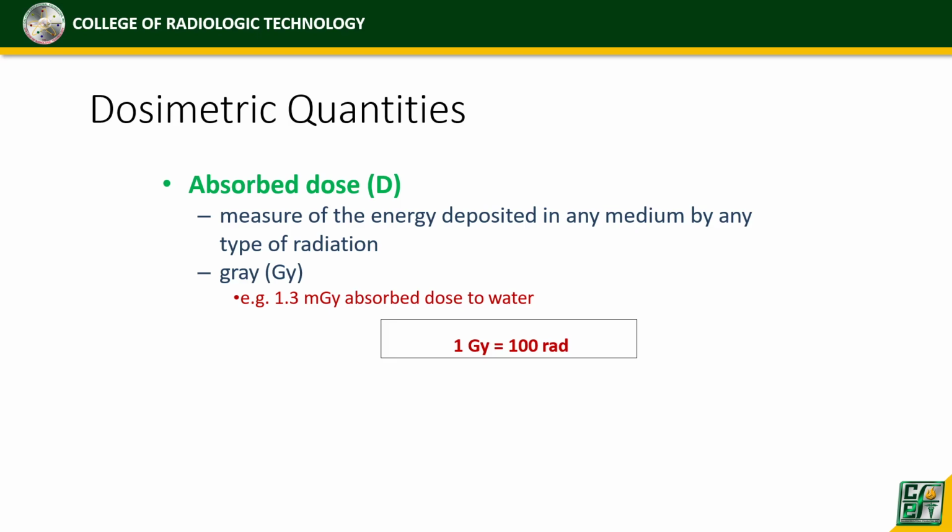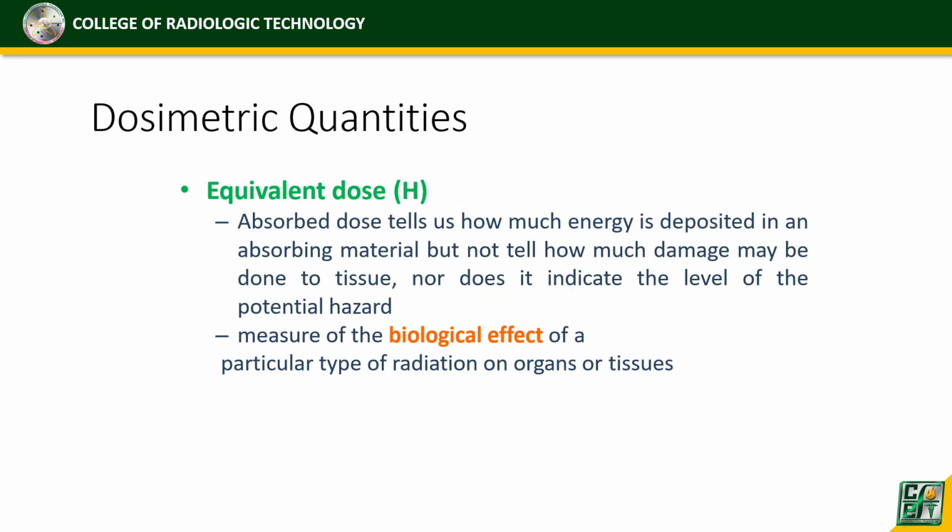And 1 gray is equal to 100 rad. Ang old unit or traditional unit ng absorbed dose is rad. Ang ibig sabihin ng rad, radiation absorbed dose. Okay? Clear po ba with the absorbed dose? Okay. Next, we proceed to the equivalent dose. Equivalent dose can be identified with the use of capital letter H.